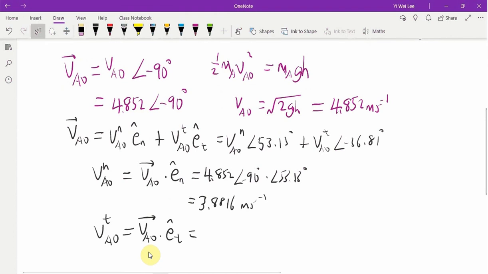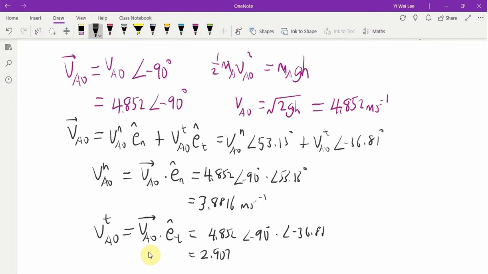In this case, we can do it directly. VA naught T is equal to 4.852 direction negative 90 degrees dot product with negative 36.81, and in this case you will get cos of negative 90 minus negative 36.81 multiplied by 4.852. We get this number as 2.907 meters per second. Okay, let me just double-check my calculation, make sure that's correct. So now, we have managed to get VA naught N and VA naught T.